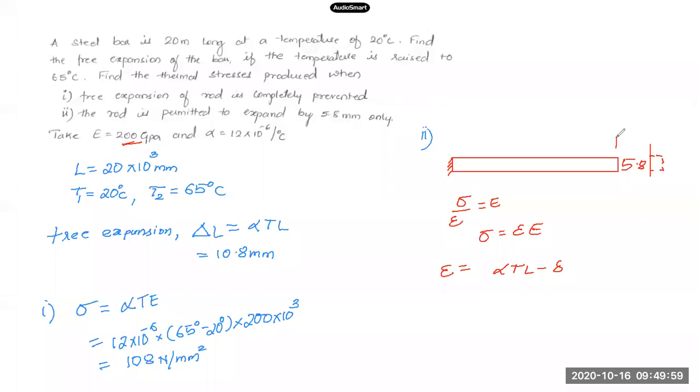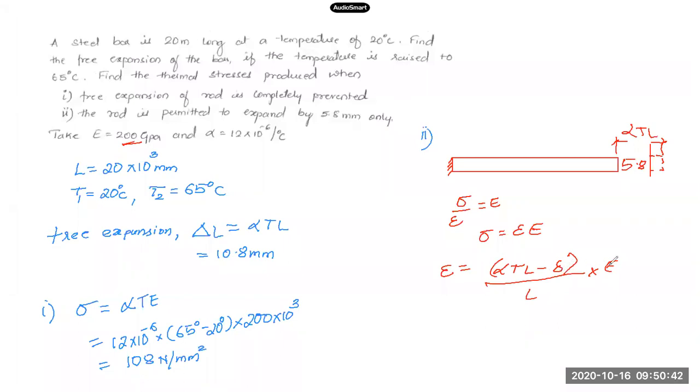Free expansion is something up to this point here. This is alpha into T into L, so this would have been the free expansion. But some amount of free expansion is prevented, that is, I'm bringing back this by an amount alpha T into L minus 5.8. So this is alpha T into L minus 5.8, divided by the original length we had taken in that expression, into E. In one of the expressions I mentioned this: delta L was neglected in the denominator because it will be very small compared to L. So this is what we are going to use here.